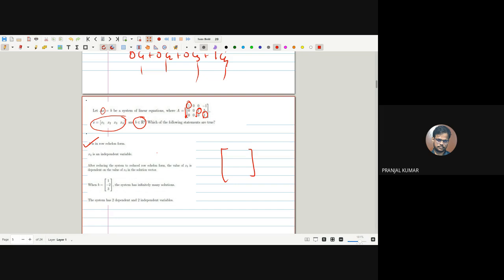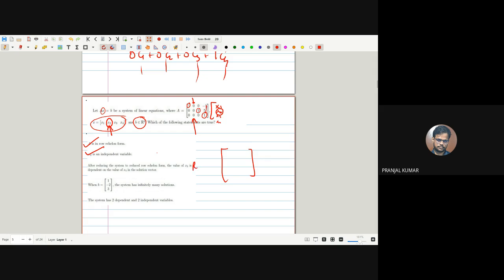Now, which is an independent variable? Tell me from yesterday, which column does not have any pivot? Second column. So see, x1, x2, x3, x4. If it is the second column, then x2 will be the free or independent variable. Clear? After reducing the system to reduced row echelon form, you can directly tell me the reduced row echelon form. Above this pivot there is nothing, so no need to worry. Above this pivot, it is already 0. And above this pivot, you would have to clear.